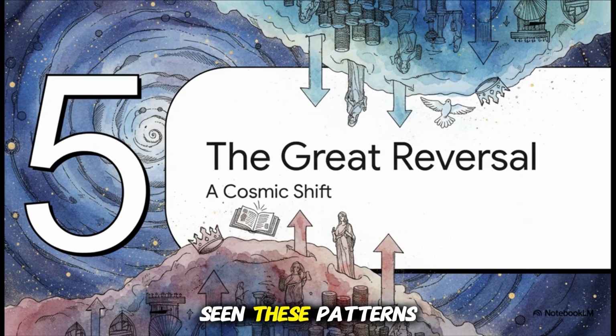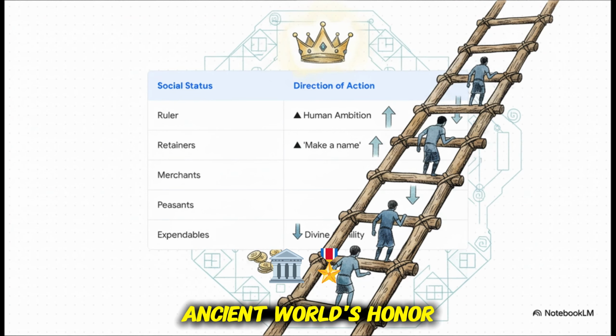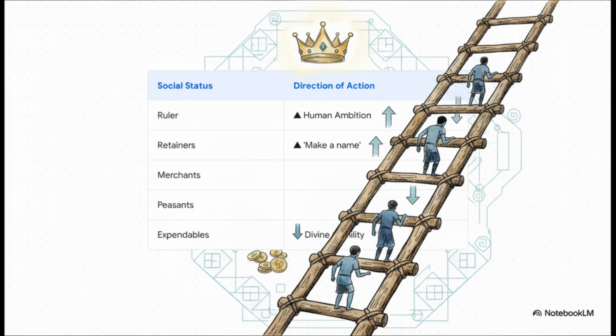So far, we've seen these patterns in words, in settings, and in a mission. So now, let's zoom all the way out to the biggest pattern of all, a cosmic reversal of what humanity values most. To really get this, we have to understand the ancient world's honor and shame culture. You had this really clear hierarchy, from the ruler at the very top to the expendables at the very bottom. And for everyone, the goal was to move up this ladder, to gain status and make a name for yourselves. This upward ambition is absolutely key.